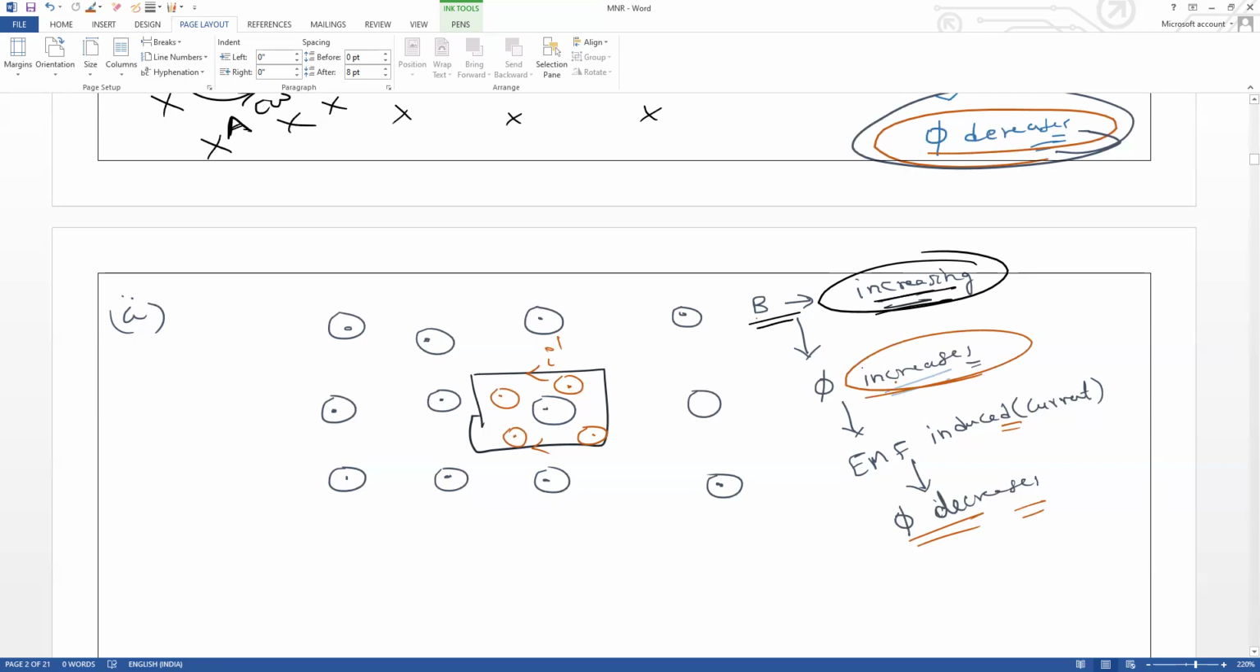Magnetic flux increases. Remember, current is induced when magnetic flux increases or decreases, whatever. So now the magnetic flux increases. Magnetic flux increases means what is going to happen? EMF is going to be induced. If EMF is induced, then again what is going to happen? Flux is going to decrease. So flux is going to decrease means it is acting opposite to it. So opposite to it means what direction? Clockwise or anti-clockwise? Direction of EMF.